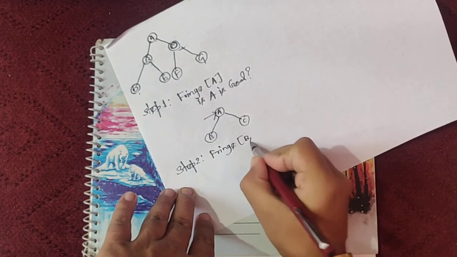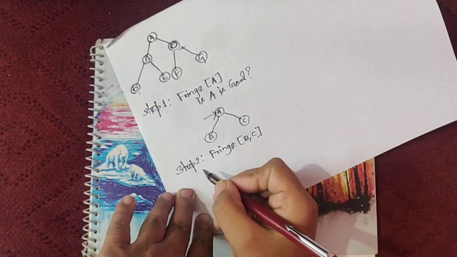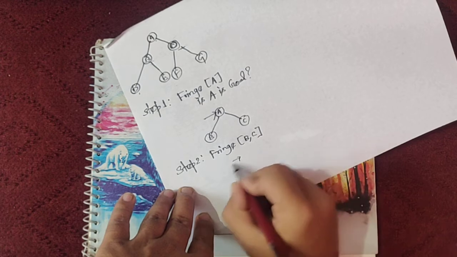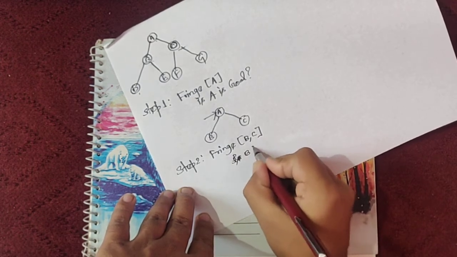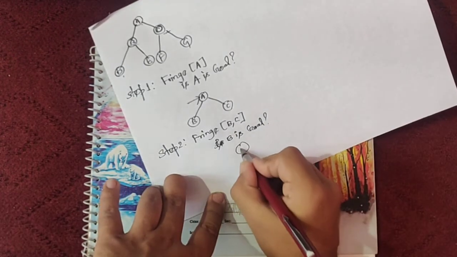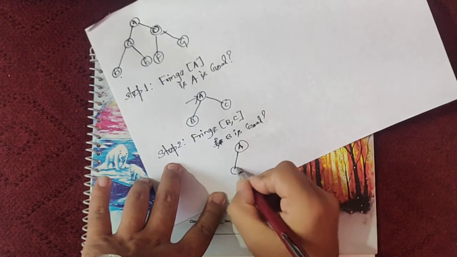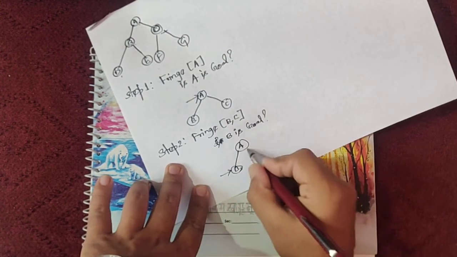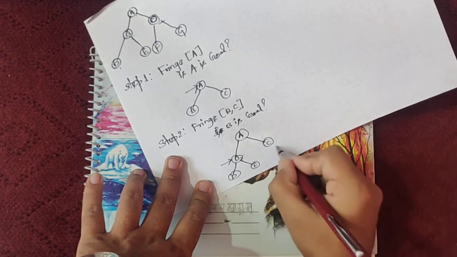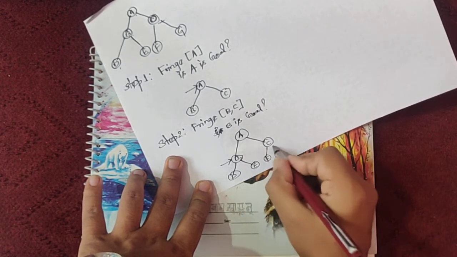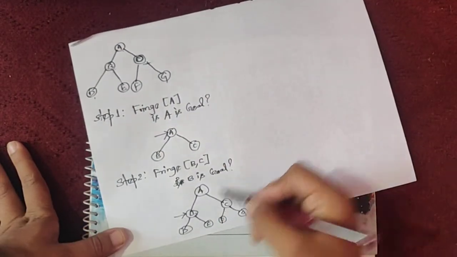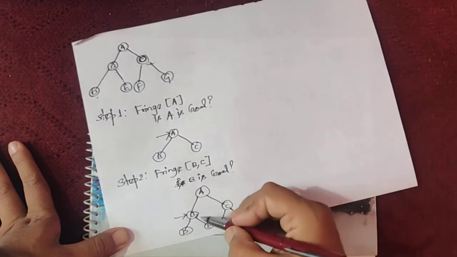The fringe becomes B and C, and we check whether B is the goal node. It becomes like this figure: A, B, C, D, E, F, G. Is B the goal node? No, because C is the goal node. So B is not the goal node.